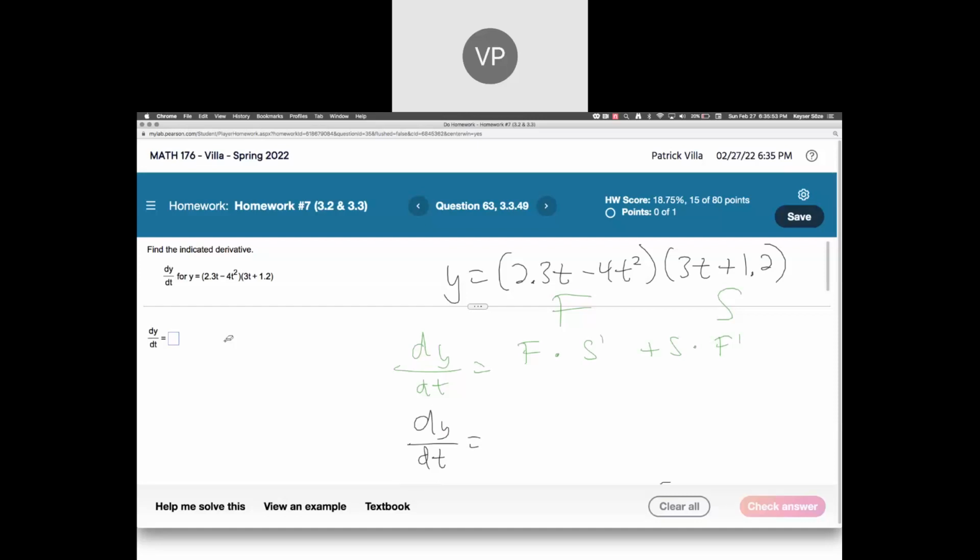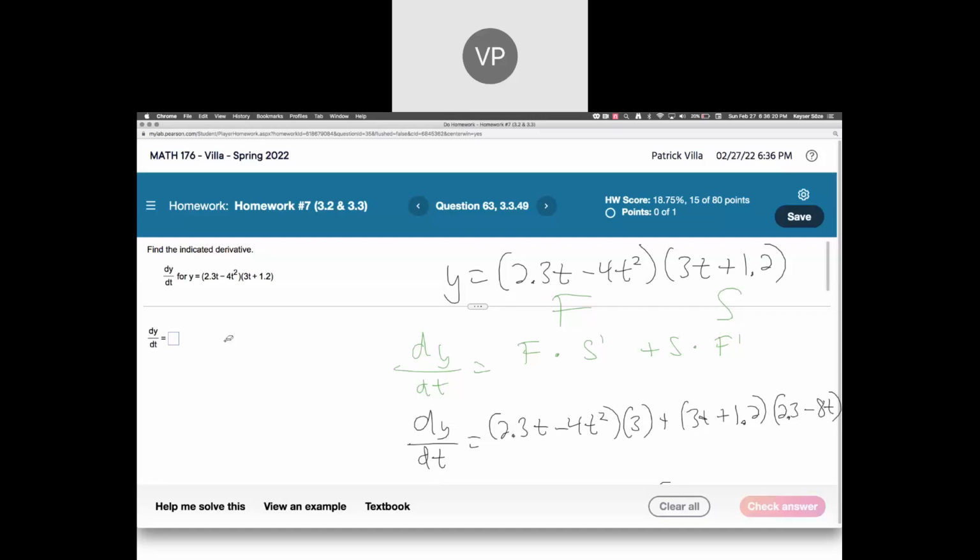Okay, so we take the first, which is the 2.3t minus 4t squared, times the derivative of the second, which is just a plain 3. And notice I can just do this in our head. That's the goal. Do the derivatives in our head because they're not that complicated. So this one is the second, unchanged, times the derivative of the first, which is 2.3 minus 8t.